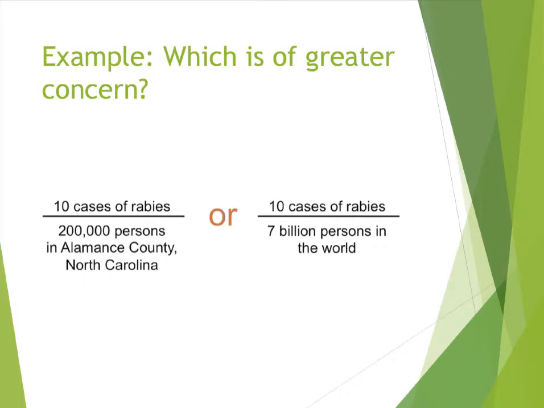Now look at those two fractions and tell me which one is of greater concern. You may be tempted to say the 10 cases of rabies per 200,000 persons in Alabama County, North Carolina, but the truth is the above information does not provide you enough specific information to describe anything.